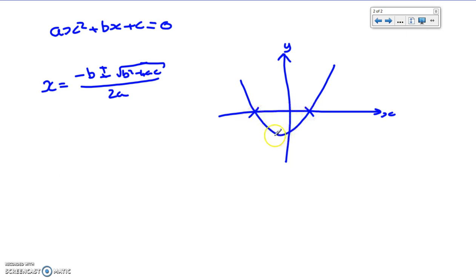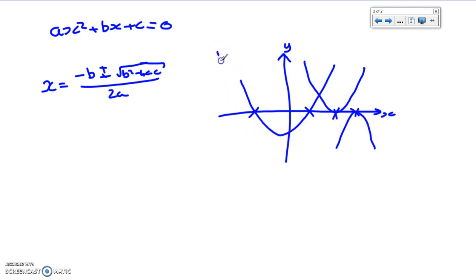Now, with quadratics, there are 3 possible scenarios that can occur. One scenario is like this, where you cut it twice, you get 2 roots. Another scenario is where it touches it just once and then goes away again. So it could touch it just once like that, or it could be coming up the way and touch it just once like that. That there is what we call a single or repeated root.